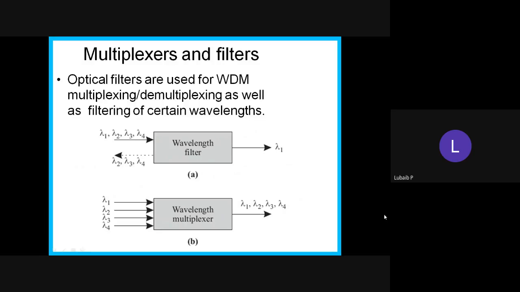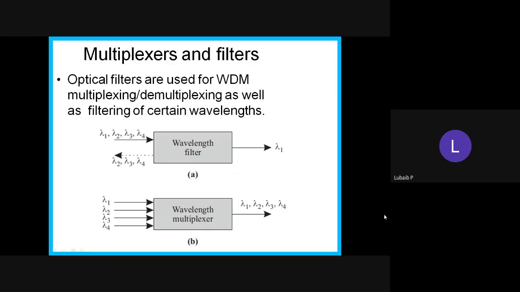As in the case of these filters, here also in wavelength division multiplexing, we want to select a particular wavelength from different wavelengths of the signal. That is, optical filters are used for wavelength division multiplexing or demultiplexing, as well as for filtering of certain wavelengths.